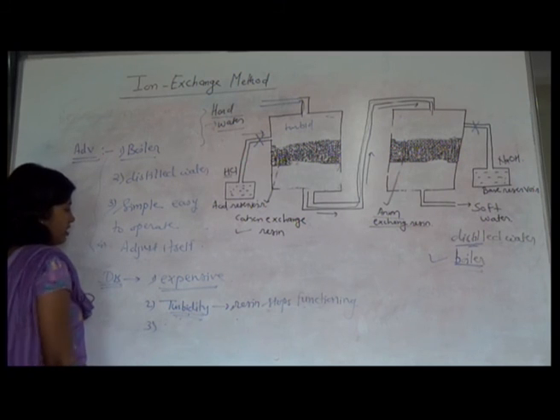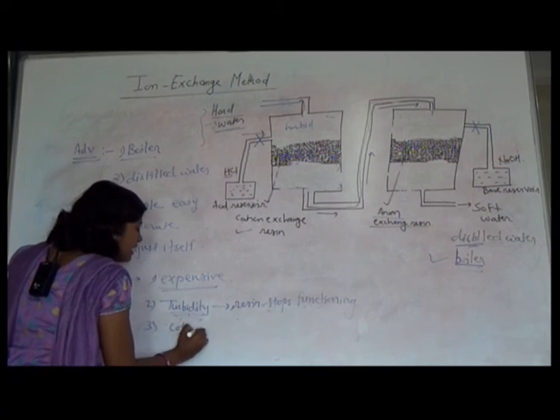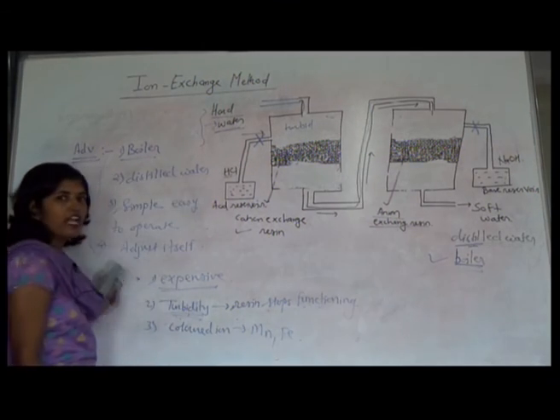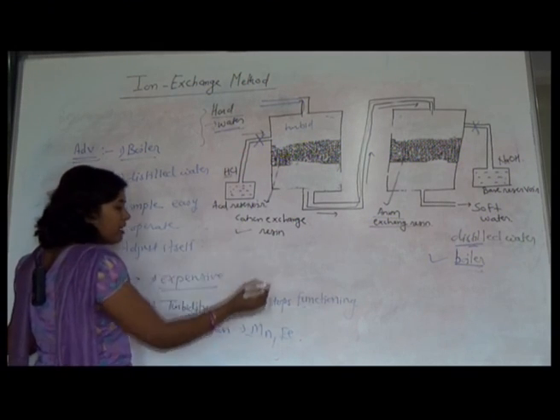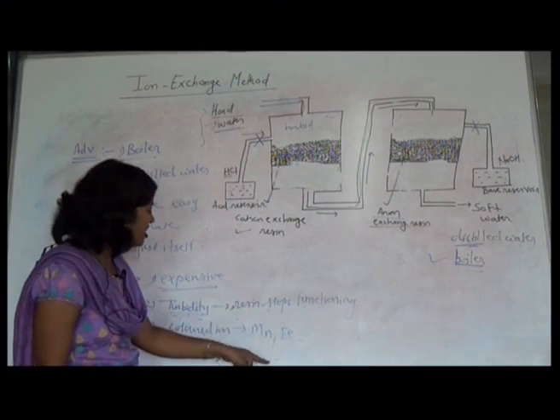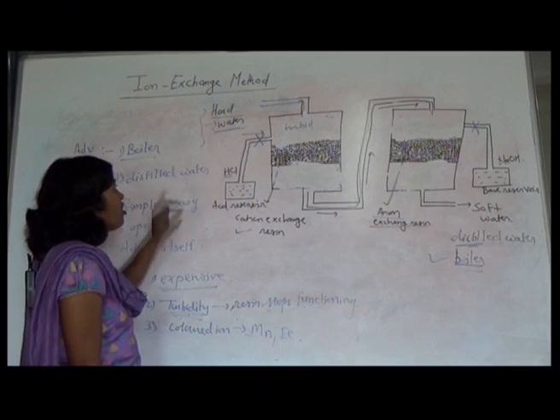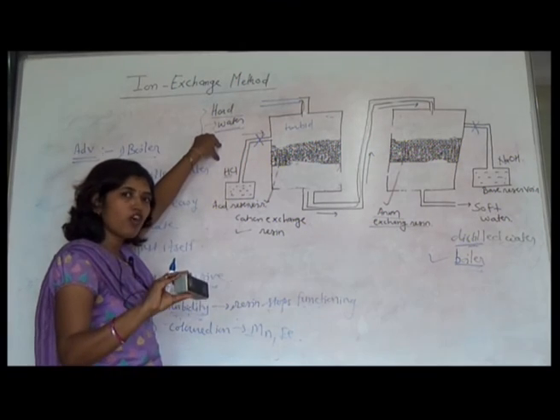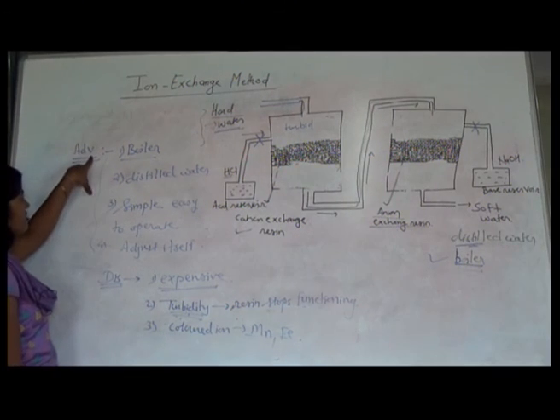Now what is the third disadvantage? If the incoming water contains colored ions like Mn, manganese ion, and then ferrous ion or the ferric ion, that softening occurs, but the regeneration of exhausted cation exchange resin and anion exchange resin is very difficult in case of the colored ions. So therefore softening should be allowed here when that water is free from such colored ions. So these are some disadvantages and these are some advantages.